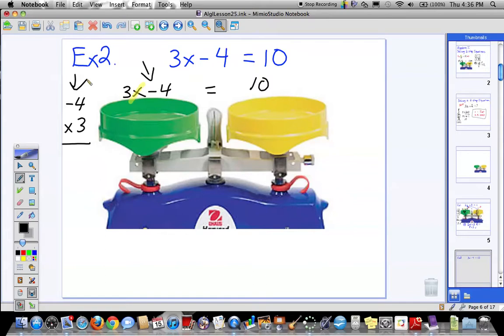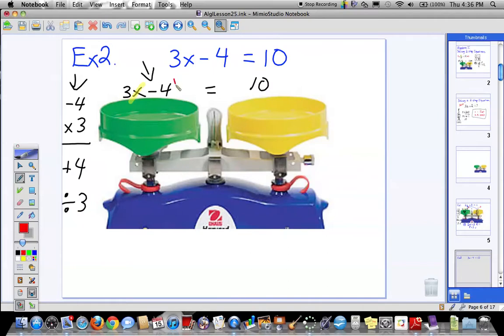Now I'm going to ask myself, what's the inverse operation of subtracting 4? Well, it's to add 4. And what's the inverse operation of multiplying by 3? It's to divide by 3. So to solve this equation, I'm going to add 4. I'm going to do my addition or subtraction first, and then I'm going to divide by 3. So let's go through and do that.